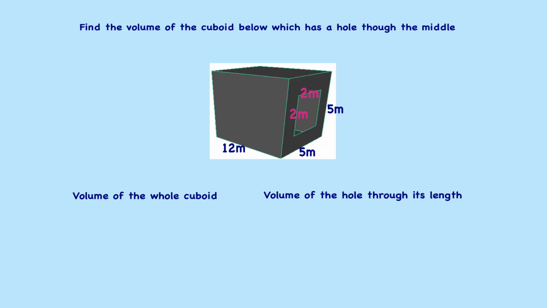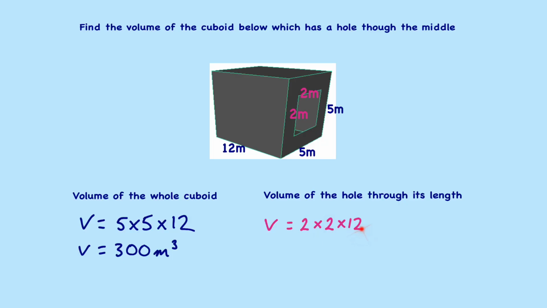So the volume of the whole cuboid, without the hole in the middle, is 5 times 5 times 12, so the 3 dimensions, which equals 300 metre cubed. And the volume of the hole through its length, we have a 2, and then the hole goes all the way through to the back, so therefore it's the length of 12. So that is 2 times 2 times 12, so that volume of the hole is 48 metre cubed. Therefore the volume of the cuboid with the hole through the middle will be 300 minus the 48, which is the hole, which gives us an answer of 252 metre cubed.